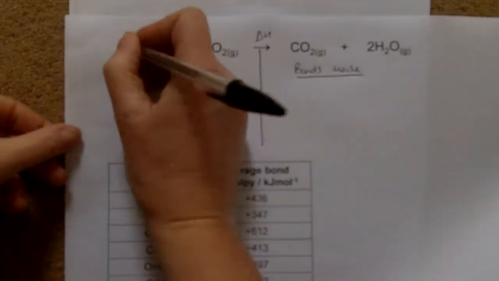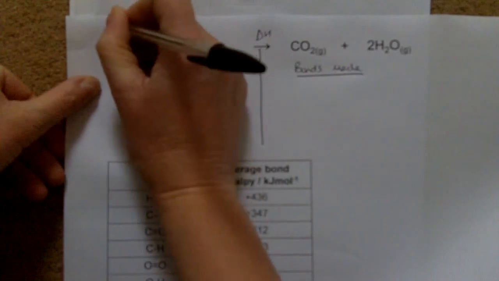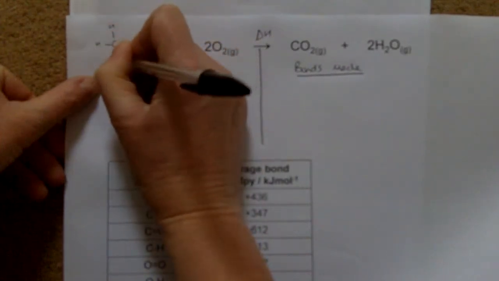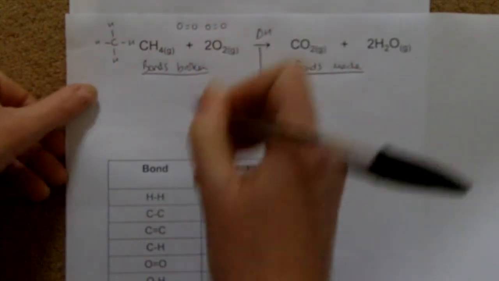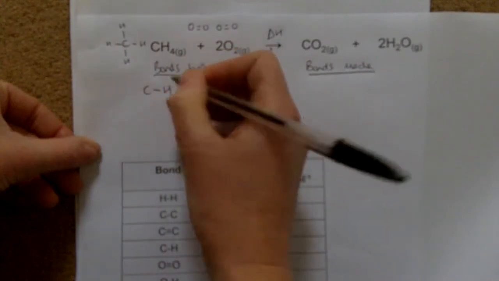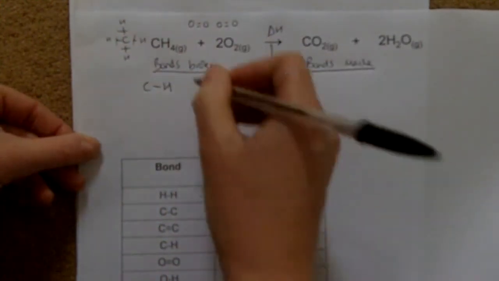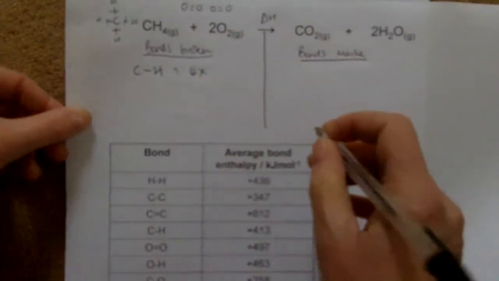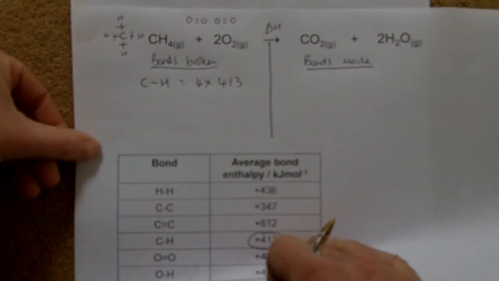Okay, so I'm going to draw it out so I can see really clearly. I've got methane, which has 4 C-H bonds. I've got 2 oxygen molecules, so I can see everything very clearly. I'm going to break the C-H bonds, that's 1, 2, 3, 4. I'm going to break 4 times C-H, which has a value of 413. So 4 times 413.